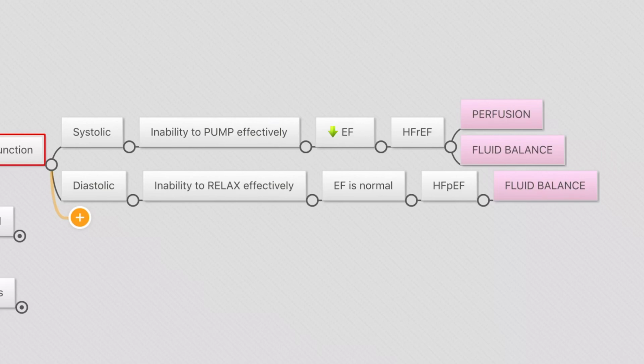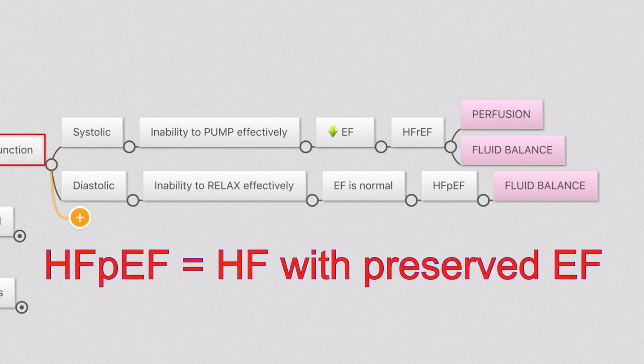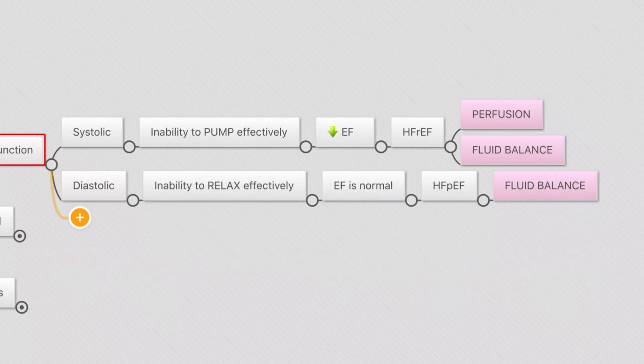Then you have the diastolic heart failure, which is an inability of the heart to relax effectively. Ejection fraction is normal. We call it HFpEF, heart failure with preserved ejection fraction. Now, if your heart is not able to relax effectively, then there's a problem with filling the chamber of the heart with blood. So fluid is going to back up, and then you will have a fluid volume issue.